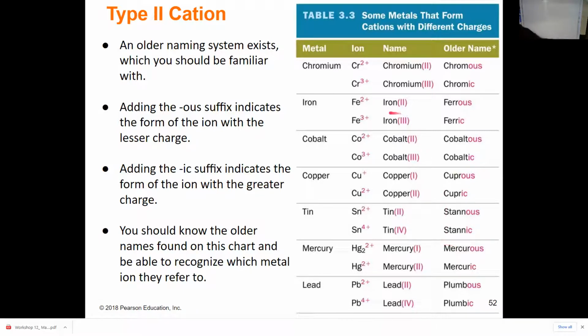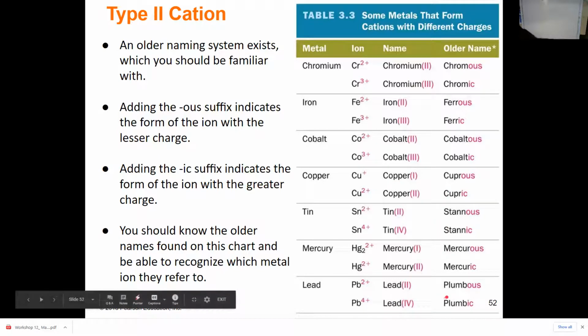okay? So iron basically changes into ferrous or ferric. Okay, it's not like ironous or ironic, like how chromium is just chromous or chromic. Iron is an example of an older root name that's being used here. The same is true for copper, for tin, and for lead. And you have to know these names, okay?